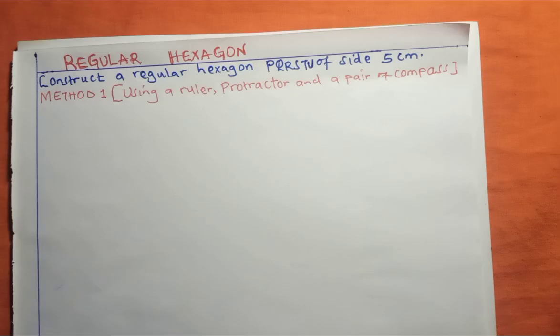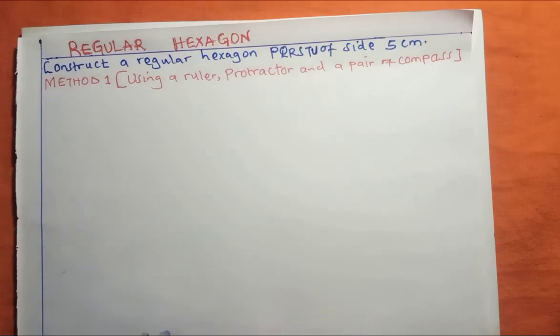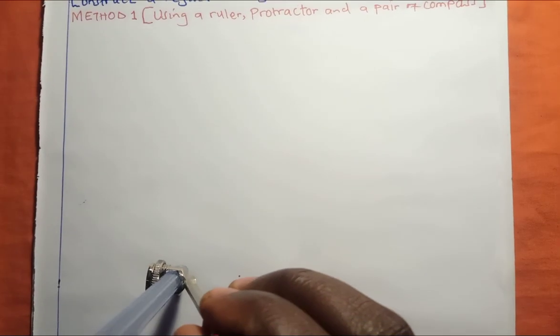of side 5 centimeters. So it means each side of the hexagon is going to have a length of 5 centimeters. I have already measured that length of 5 centimeters. So I'm just going to stand right here and make an arc towards the left hand side.